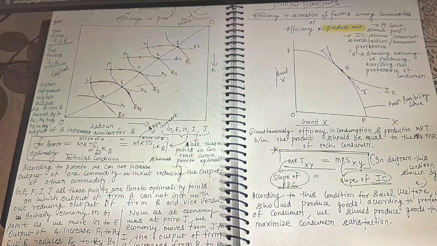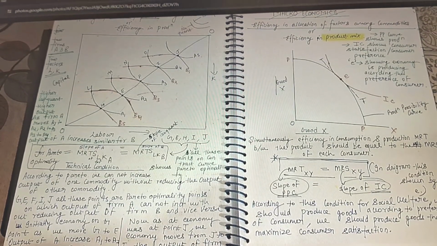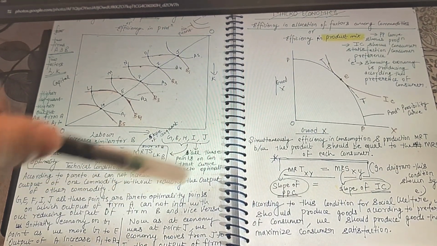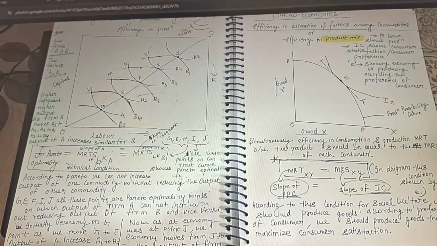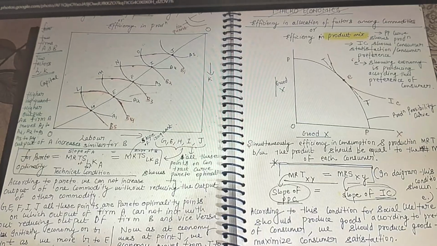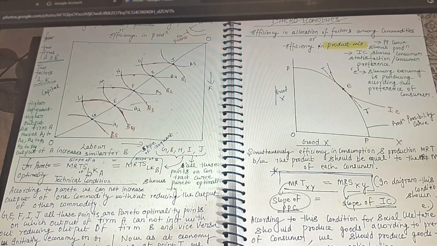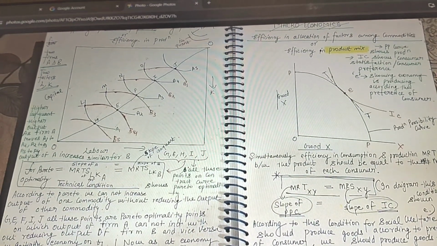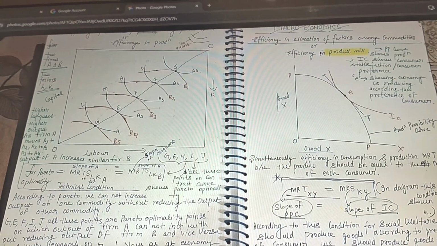Now you can see what Pareto actually talks about in his theory. According to Pareto, we cannot increase the output of one commodity without reducing the output of the other commodity. So in order to increase one commodity, we have to sacrifice the production of the other commodity as well, okay? And that is how the solution came in the technical condition for Pareto optimality, okay?